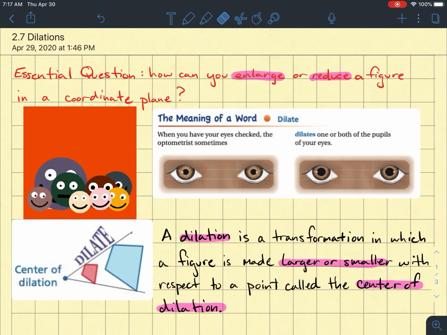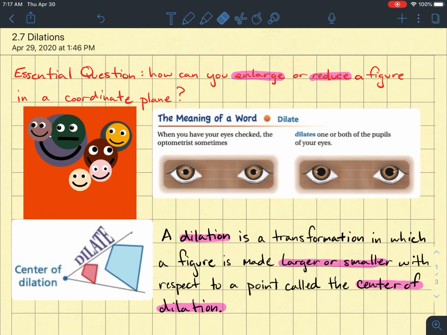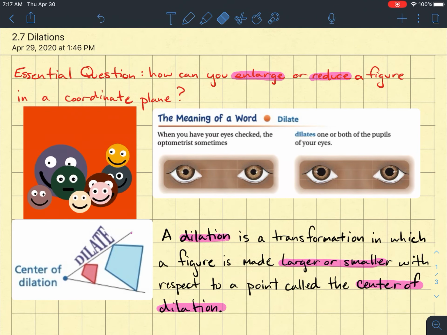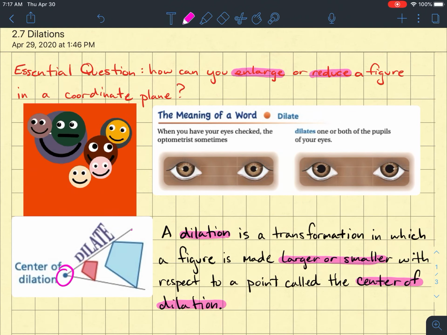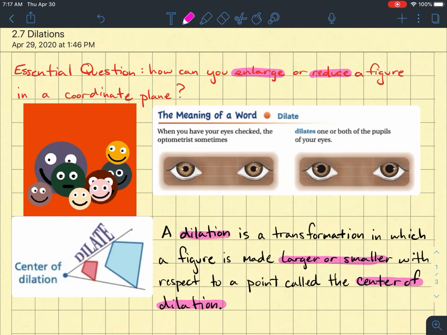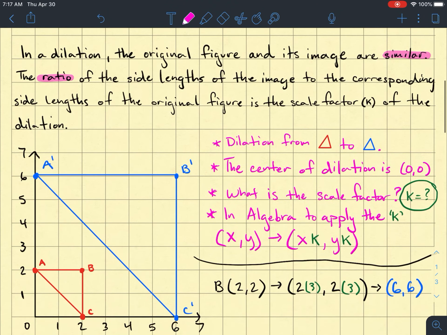So a dilation is a transformation in which a figure is made larger or smaller, an enlargement or a reduction, with respect to a point called the center of dilation. So again, there's your center of dilation. Okay, let's go ahead and move on.